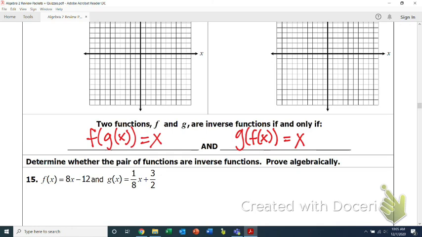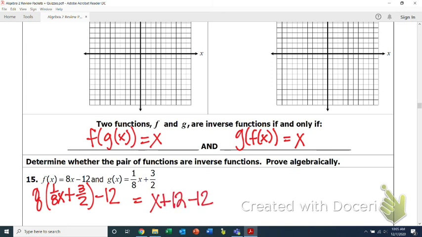So here, I've plugged it in. I'm going to distribute. I've got x plus 12 minus 12. Well, those cancel and I'm left with x. So that one works. So as long as I get x on the other side when I plug it in the opposite way, it is an inverse.